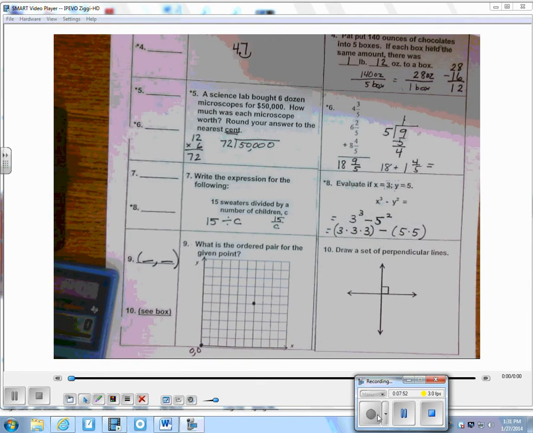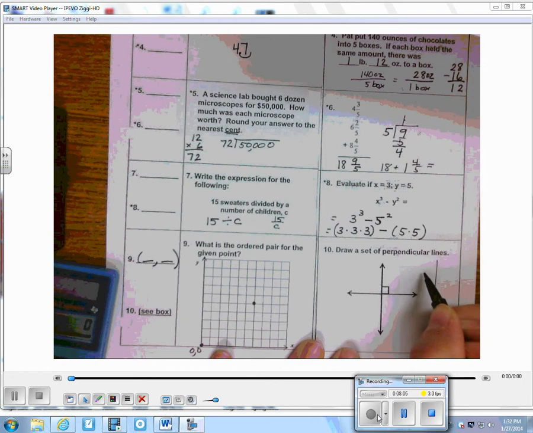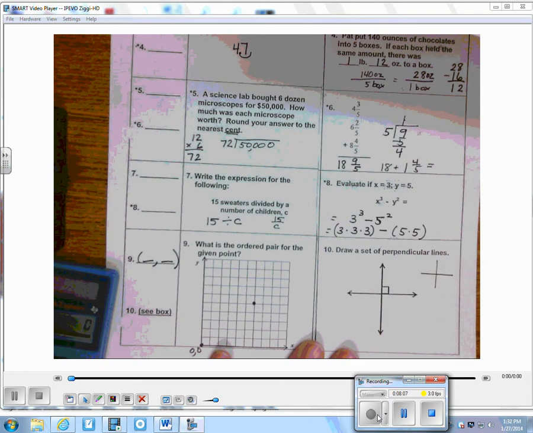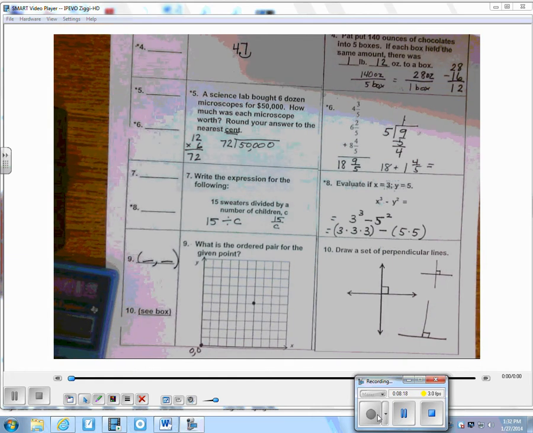Number 10 says draw a set of perpendicular lines. For some reason on mine, the perpendicular lines are already there. If yours is blank, remember perpendicular lines cross each other and make a right angle. They don't always have to cross. They could actually go like this and not cross over, but the main thing to know about perpendicular lines is that they form a right angle. Good luck on the front, and then you can continue on the back.